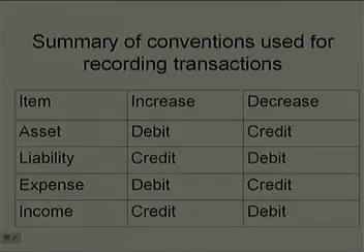What you can see here is that increase in asset is to be recorded under debit side, and opposite, that is decrease in asset, is to be recorded in credit side. Similarly, increase in liability, we are recording it in credit side. Increase in expense, we are recording it in debit side, and finally increase in income, we are recording it in credit side.